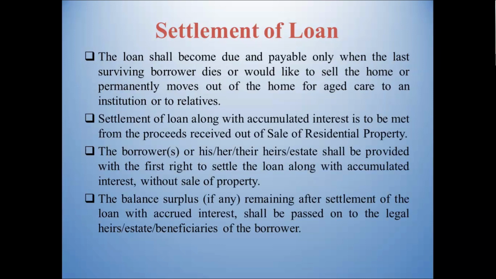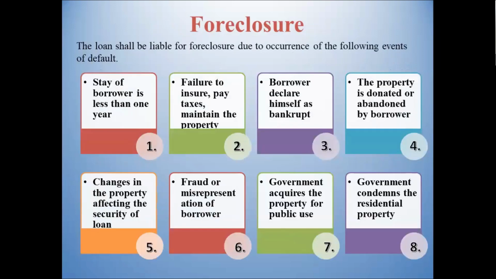But the bank will first give the option to the legal heirs. If they want possession of the house, then they can pay off the loan. As I have discussed earlier, these are the 8 cases in which the bank can compel the borrower for foreclosure. Foreclosure is settling down the loan before the tenure of the loan is over.